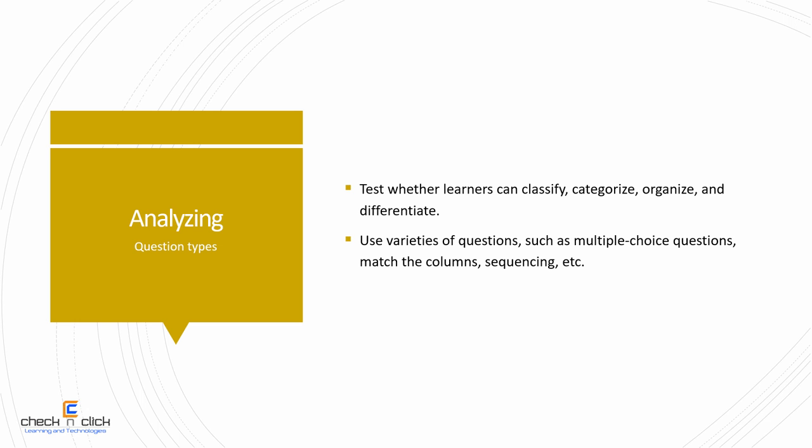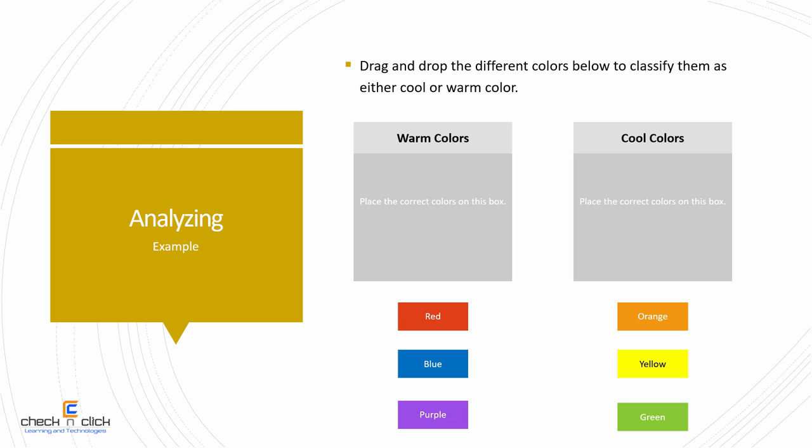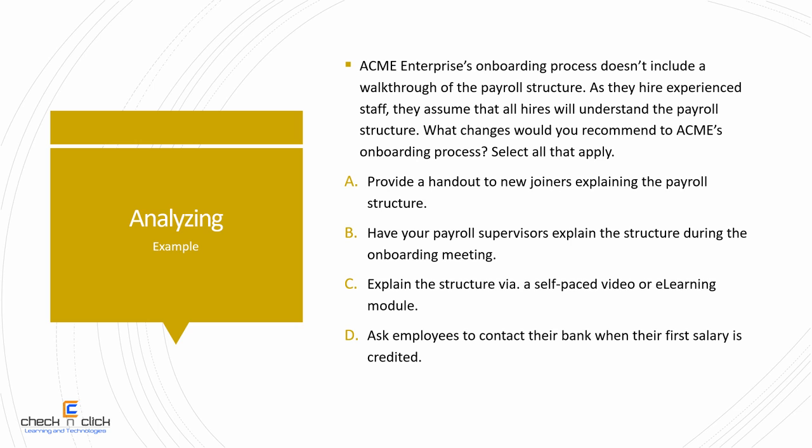This level allows you to use a variety of question types, such as multiple choice questions, match the columns, sequencing, etc. Let's examine some examples. In this matching question, the learners are asked to drag and drop a color to classify it as either a warm or cool color. This is a simple classification question, which lets learners analyze the different options shown on the screen and then answer the question based on their understanding. Take a moment to pause and examine the sample question shown on the screen.